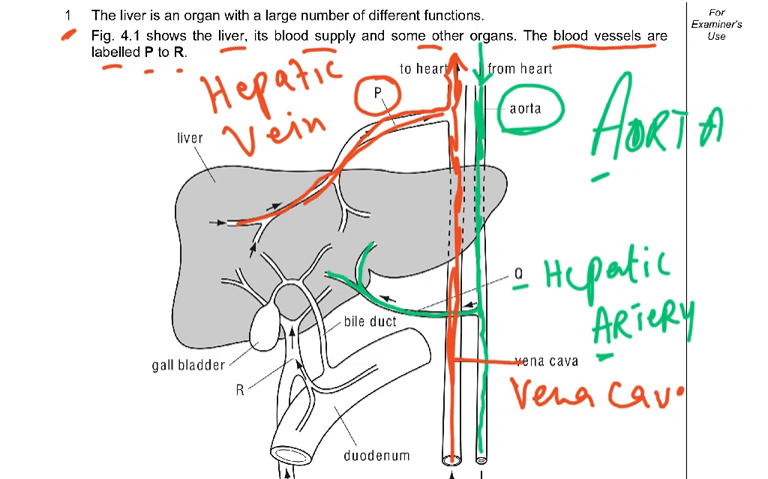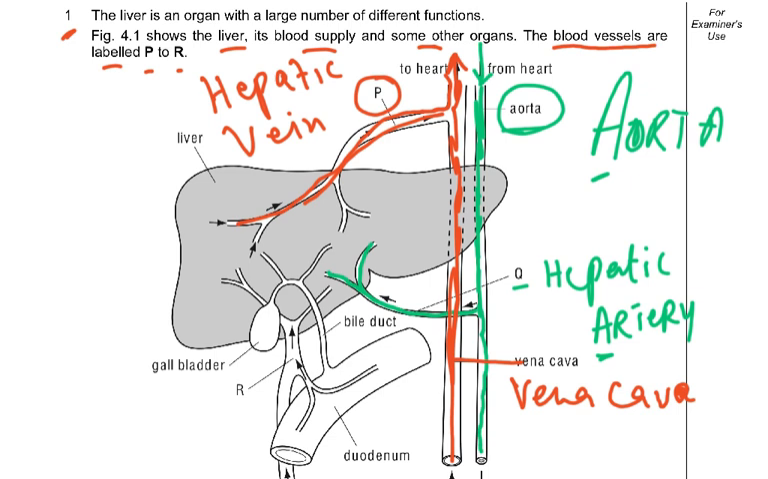So if it's from the kidney, it will be the renal vein. If it's from the aorta to the kidney, that will be the renal artery. So hepatic artery, hepatic vein. Renal artery, renal vein. Renal artery will arise from the aorta. Renal vein will take the blood to the inferior vena cava or the vena cava. You can also say that as well.